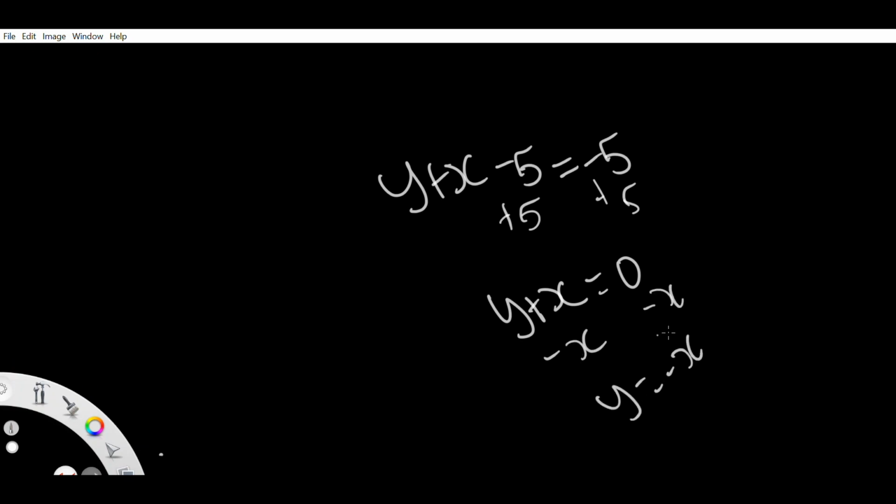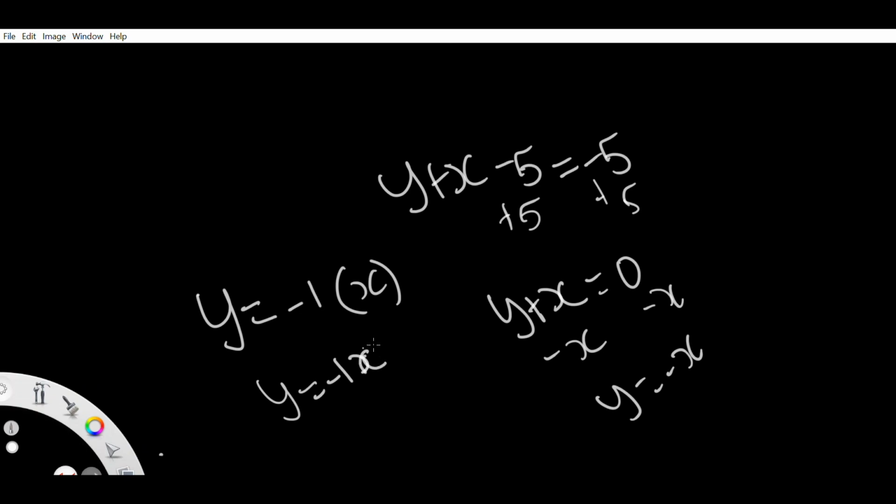So at first glance, you might think there's no k, so this can't be a direct variation. However, if you look closely, we can see that it's actually y is equal to -1 into x. So we can see that the actual direct variation would be y is equal to -1x. So the constant of variation would be -1. So we conclude that the constant of variation is -1.